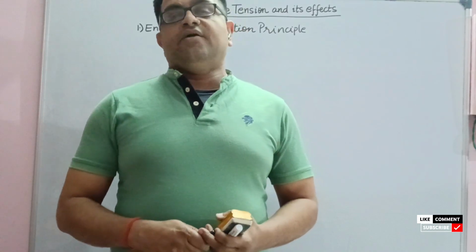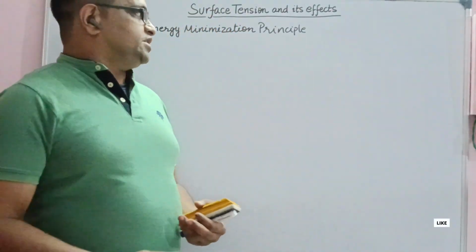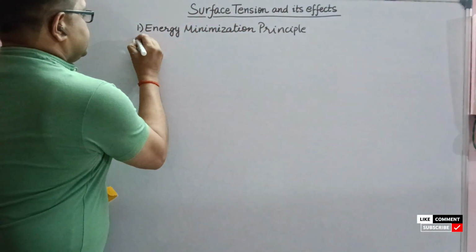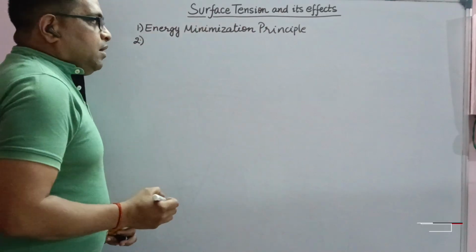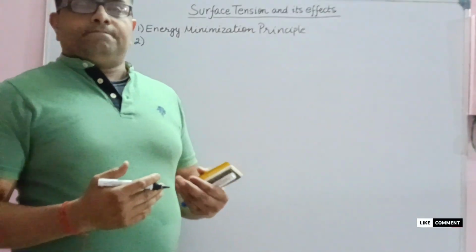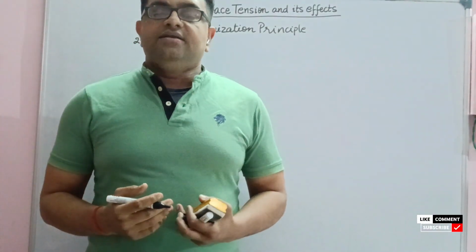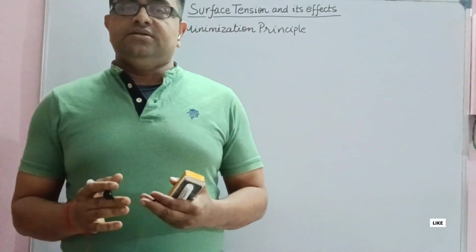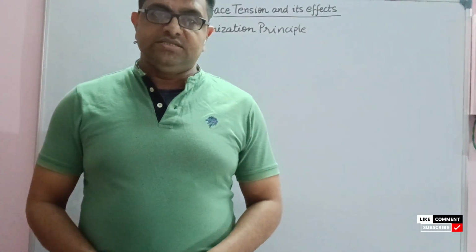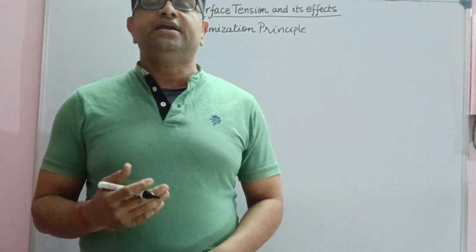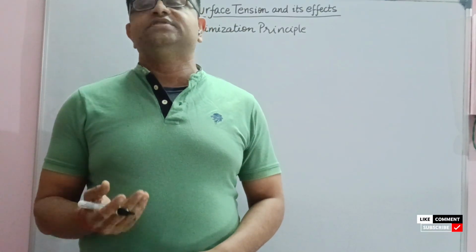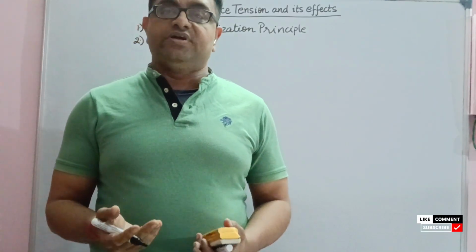Moving forward, we have the second consequence of surface tension. Now, the second consequence of surface tension is that it is due to surface tension that a curved liquid interface in equilibrium results in greater pressure at the concave side of the surface than at its convex side.